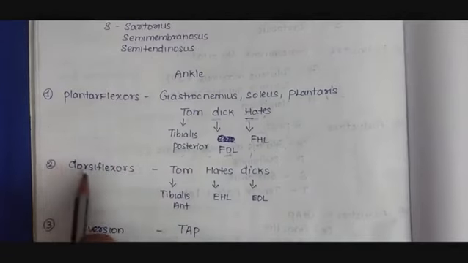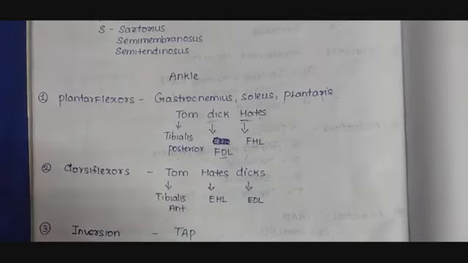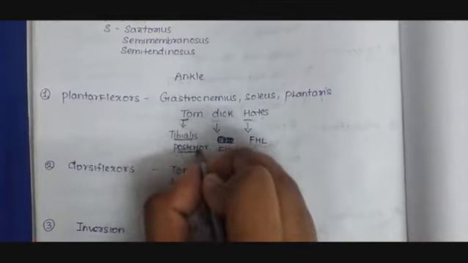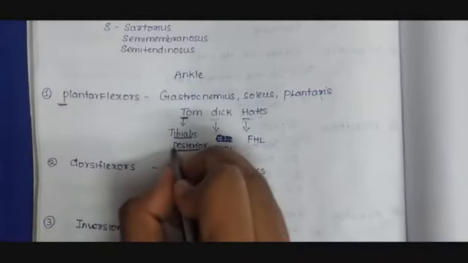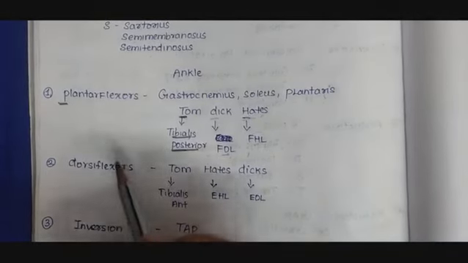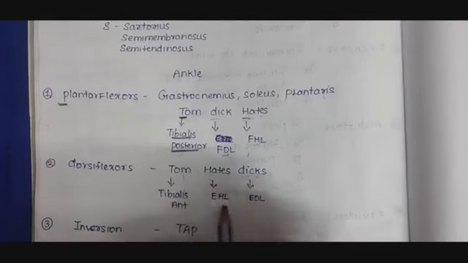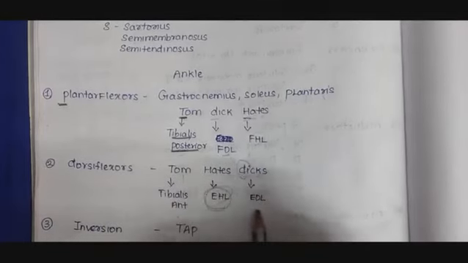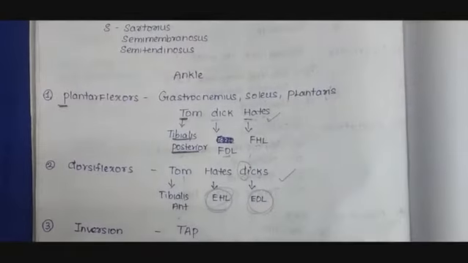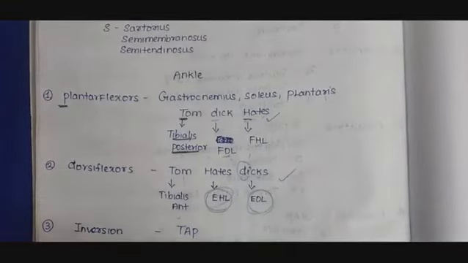Dorsiflexors. In order to remember the dorsiflexors, you have to remember the same thing, Tom, Harry, Dick. Here Tom stands for tibialis, and P, tibialis posterior muscle. Okay, so for dorsiflexors, Tom, H, Dick. Here T stands for tibialis anterior, H stands for extensor hallucis longus, and D stands for extensor digitorum longus. If you remember this, you can easily remember this. The exact opposite to the plantar flexors is the dorsiflexors.